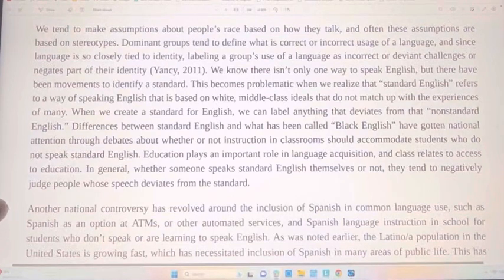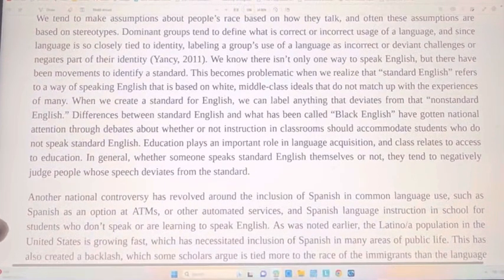We tend to make assumptions about people's race based on how they talk, and often these assumptions are based on stereotypes. Dominant groups tend to define what is correct or incorrect usage of a language. And since language is so closely tied to identity, labeling a group's use of a language as incorrect or deviant challenges or negates part of their identity.